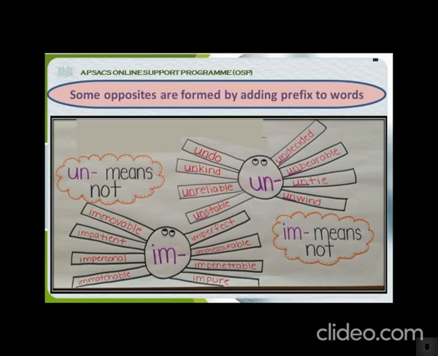A word is pure. That means very clean. But when we add im to pure, it becomes impure. That means not clean.